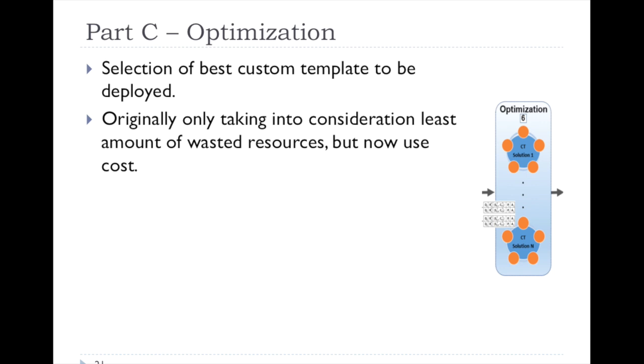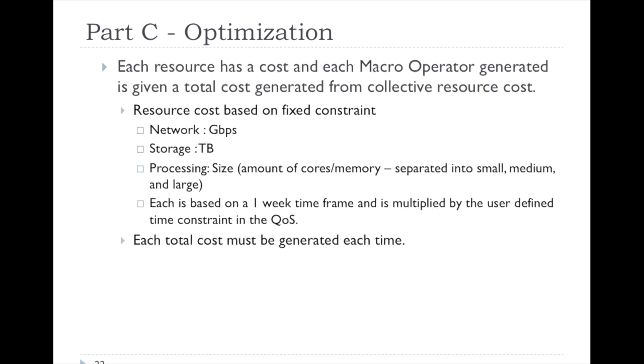Originally we would only take into consideration the one that used the least amount of resources, but now we have implemented this idea of cost. Each part of our resources, whether it be networking, storage, or processing, comes with an associated cost that is in the database. When the macro operator is generated, we get a total cost for the entire template.